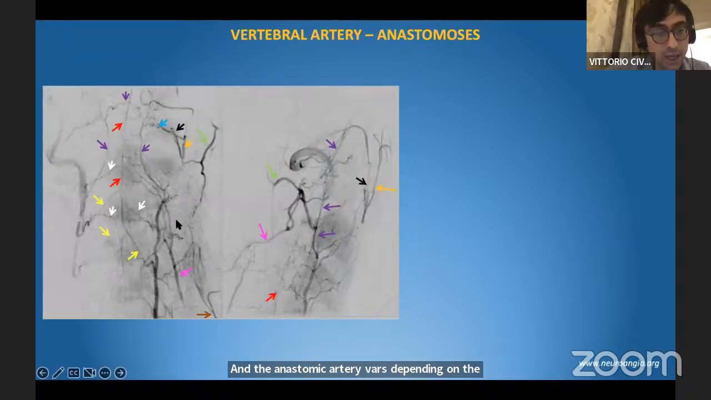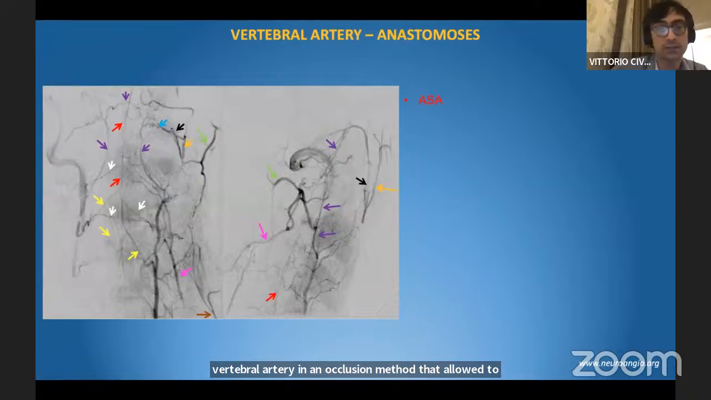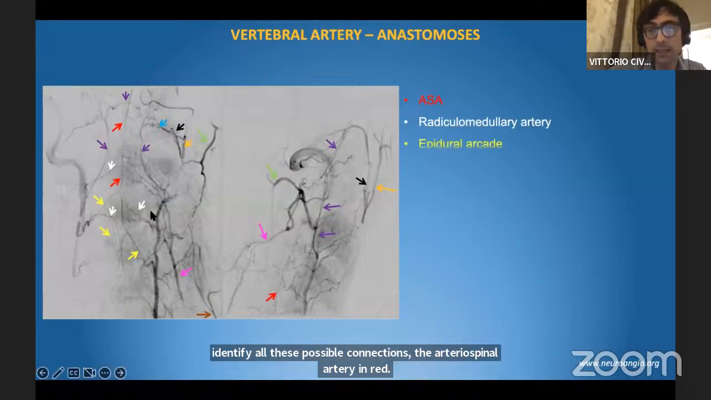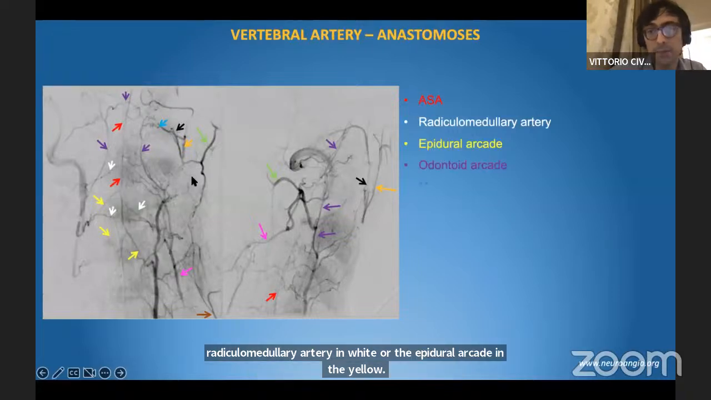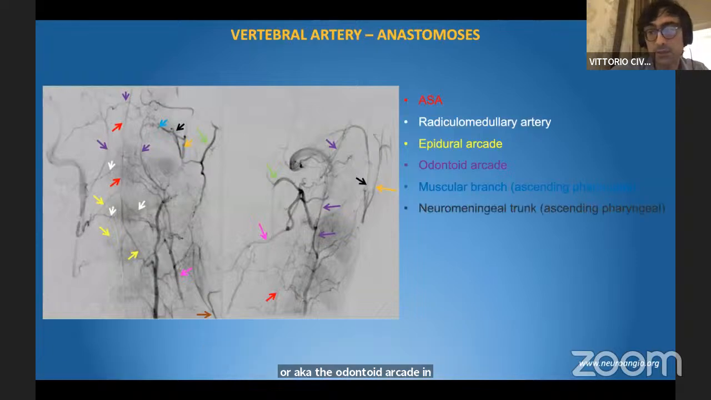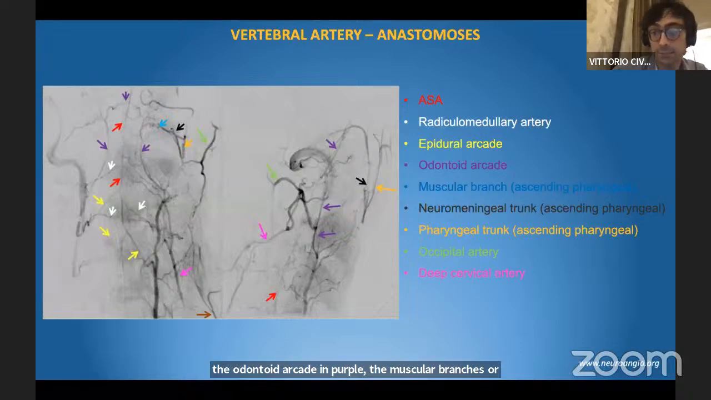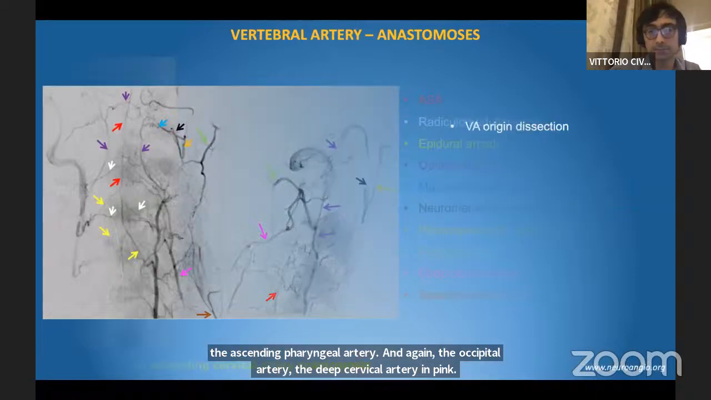It was an injection of a vertebral artery with an occlusion method that allowed to identify all these possible connections: the arteriospinal artery in red, the radiculomedullary artery in white, the epidural arcade in yellow, the odontoid arcade in purple, the muscular branches, the neuromeningeal trunk and the pharyngeal trunk of the ascending pharyngeal artery, and again the occipital artery, the deep cervical artery in pink, and the ascending cervical artery.